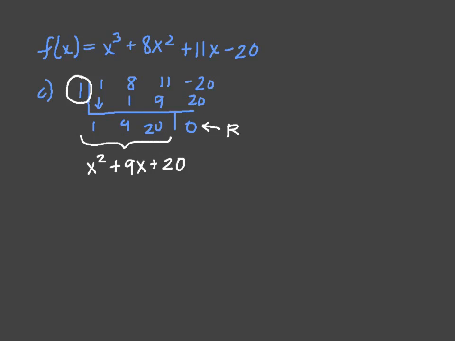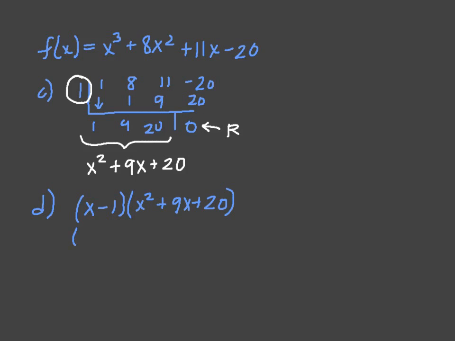And part D says to write that 0 as a factor, so you want to write 1 as a factor, that would be x minus 1, along with the depressed polynomial, x squared plus 9x plus 20. And then you can factor that depressed polynomial.